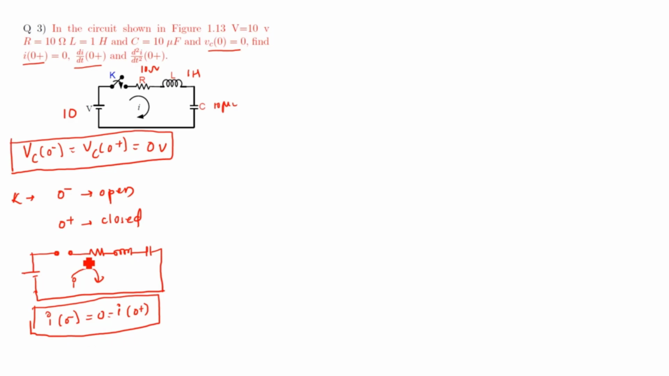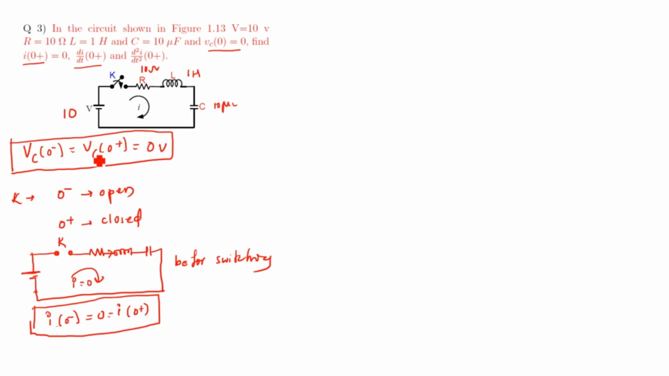I repeat, it is the equivalent circuit before switching. Before switching, the K was open. If K was open, the current flowing in this circuit is 0 because this source is not connected to these passive elements. And is that the same current flowing through an inductor? Yes, this is the same current. Then we know the property of an inductor: immediately before and after switching, current through an inductor is the same. If it is 0 amperes, then after switching it will carry the same current.